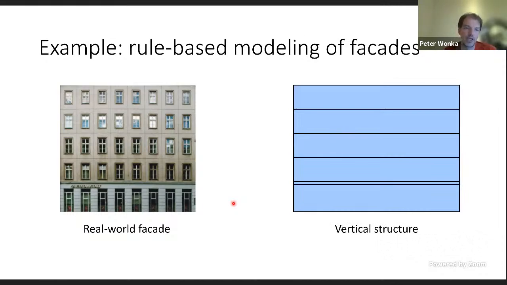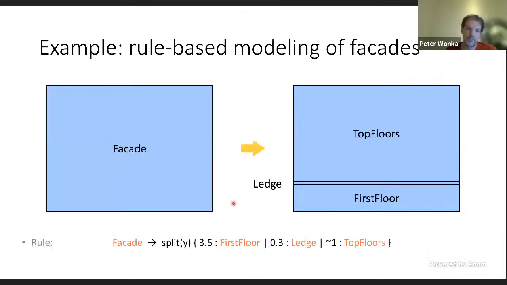So if you look at this real world facade to the left, then this is the structure that we could abstract. There are a bunch of floors. There's a separate first floor, and then there's a ledge between the first and second floor. What you see here is a rule in this rule-based system below that would take a rectangle labeled facade on the left and split it into three rectangles labeled top floors, ledge, and first floor on the right.